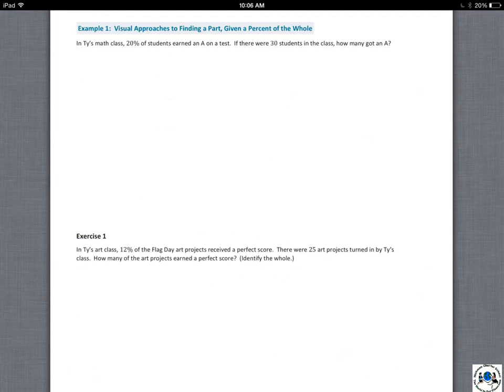Okay, so let's have you work through example 1 here, visual approaches to finding a part given a percent of the whole. In Ty's math class, 20% of the students earned an A on the test. If there were 30 students in the class, how many were given an A? In this case, we are going to focus on visual approaches. So let's go ahead and start that.